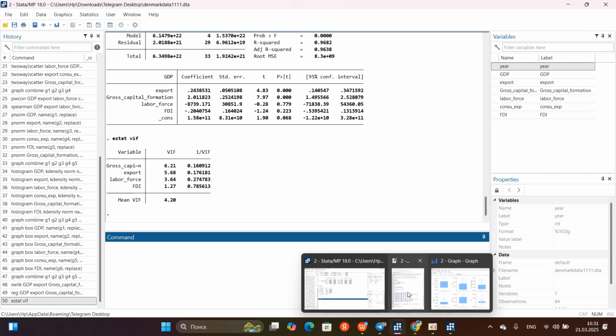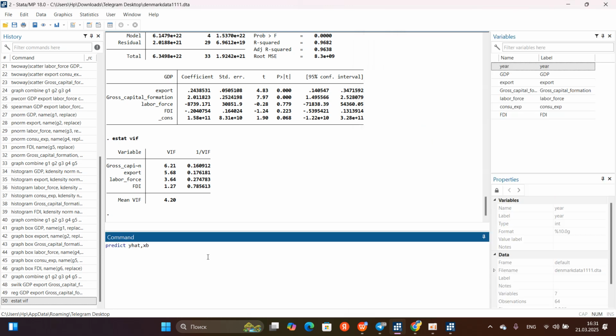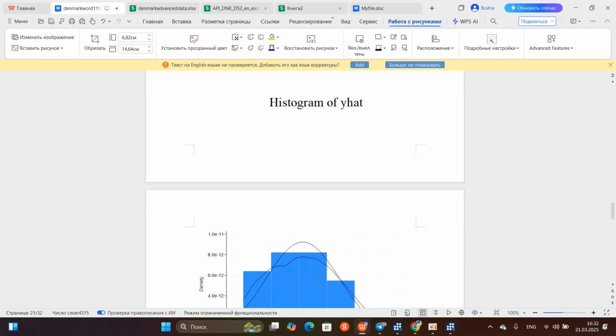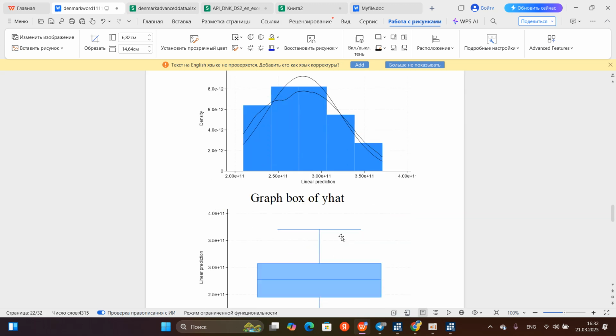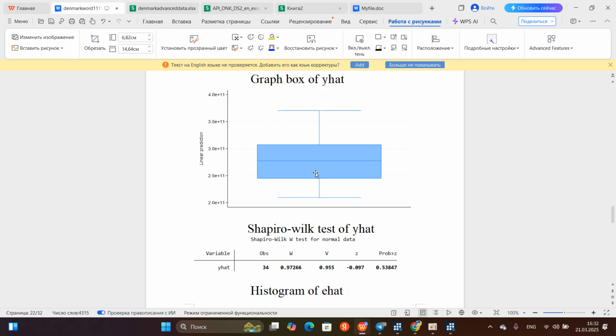And let me show how we can predict. It predicts y hat. You can see certain missing values generated, and you can see the y hat at that place, since our predicted values are added to our variable table as a variable. You can see the histogram of y hat, graph box of y hat, and Shapiro-Wilk test of y hat. Let's move on to the next step in order to do the research.